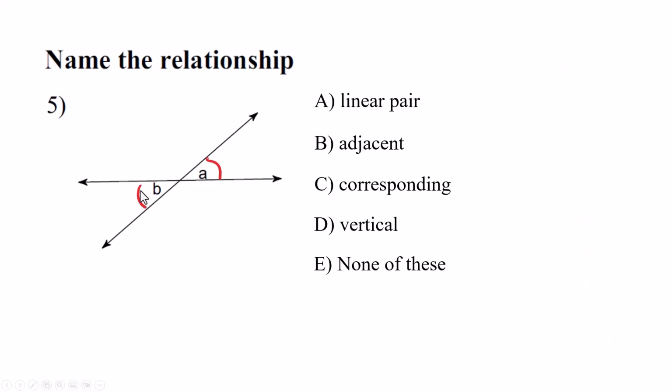Again, we've got to look at these angles right here. So A and B, are they a linear pair? Well, a linear pair are two angles that are sitting right next to each other, and when you add them up, we're going to make a straight angle, 180. They make a straight line when you add those together. That's not what's going on here. Adjacent just means two angles that are next to each other. They don't have to add up to anything, but these two are not right next to each other at all.